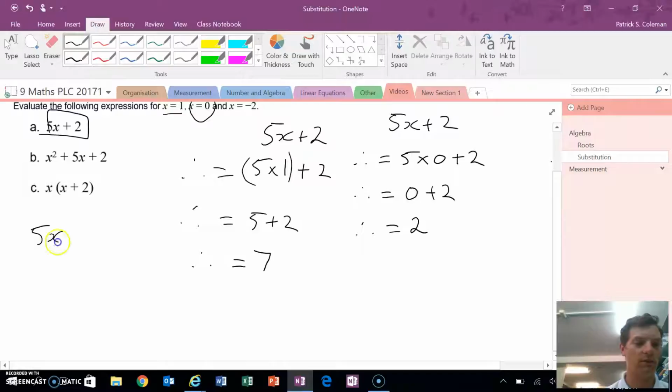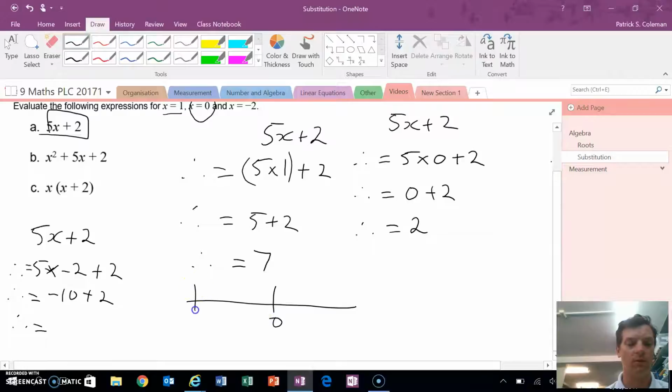So 5x plus 2 therefore equals 5. Instead of the x, we're going to write negative 2, so times negative 2 plus 2. We should remember with our number work that when we have a positive and a negative, that's going to equal a negative number. So negative 10 plus 2. We need to think about our number line there. So on our number line we've got 0, we've got negative 10. We're adding to it, so we need to go in this direction. So we're going to end up at negative 8. Okay, so that's a few simple ones.